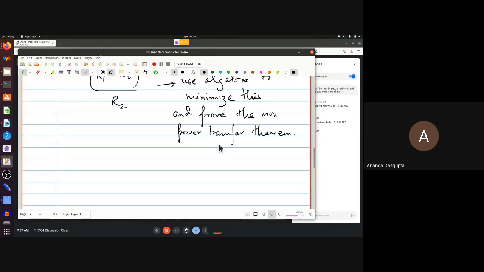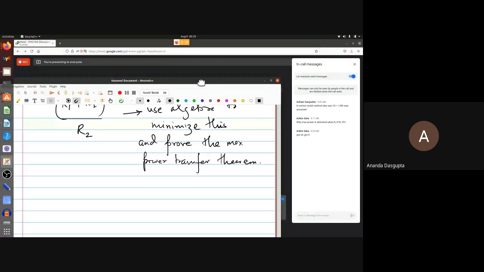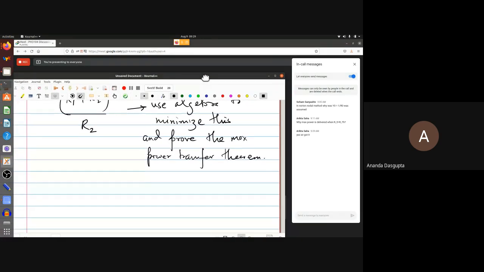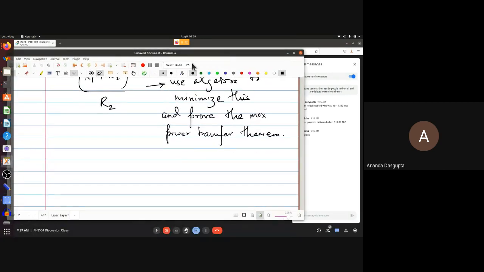Now, I'm a bit surprised that there are no questions from Maxwell's method or Norton's method. Or there was one, but okay. In Norton's method, y0 was assumed equal to 1 by r0.